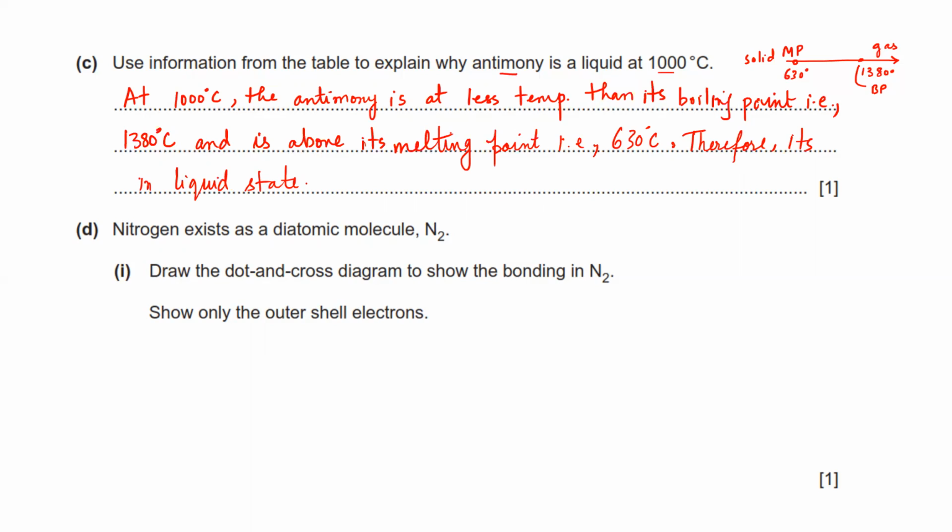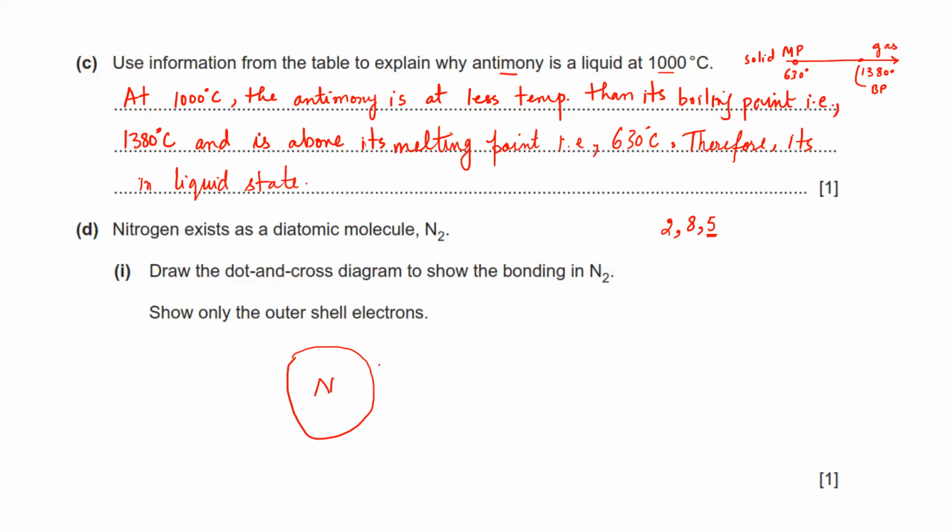Okay. Then question number two, part D. It says nitrogen exists as a diatomic molecule. Draw the dot and cross diagram to show the bonding of N2. Show only the outer shell electrons. So remember in the electronic configuration we wrote 2, 8, 5. With this electronic configuration, we only have 5 electrons in the outermost shell. So with N, we need to have a dot and cross model.